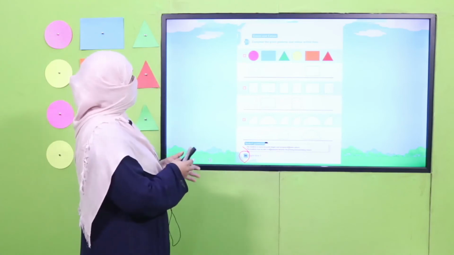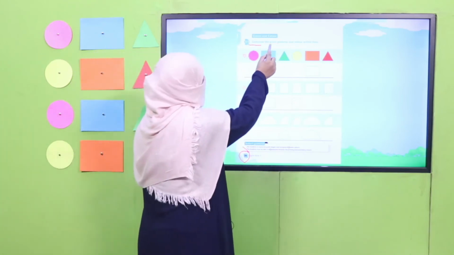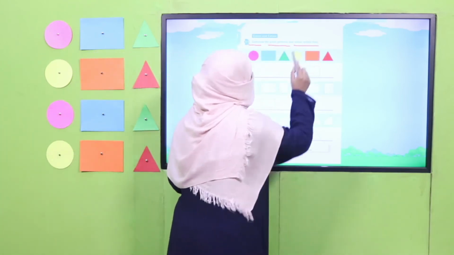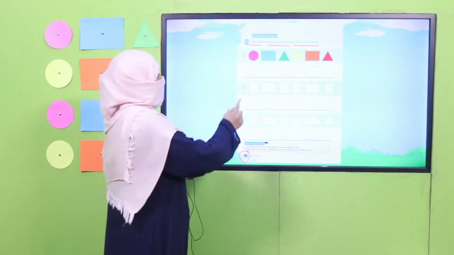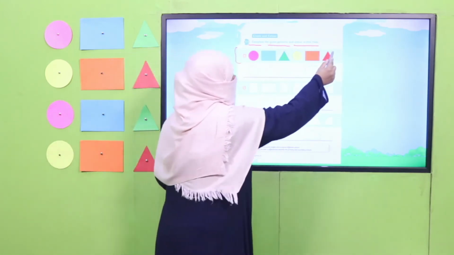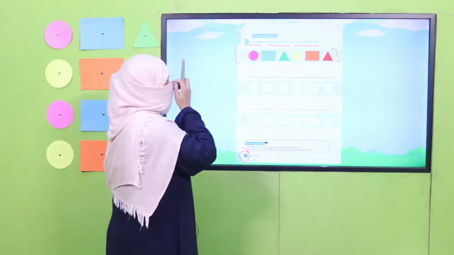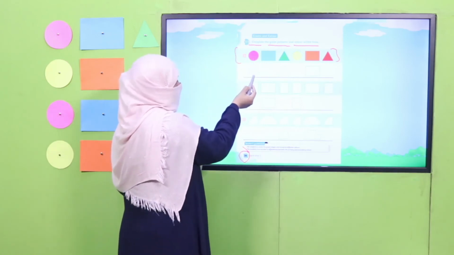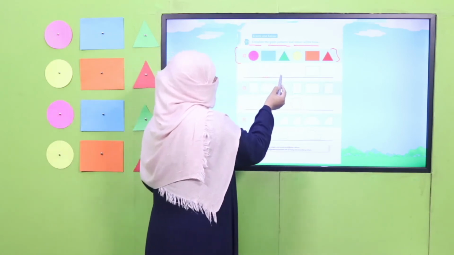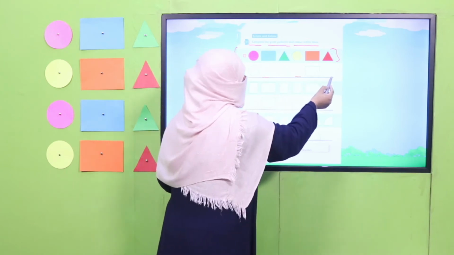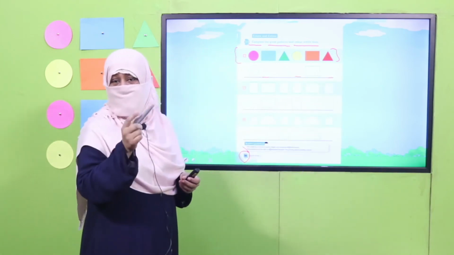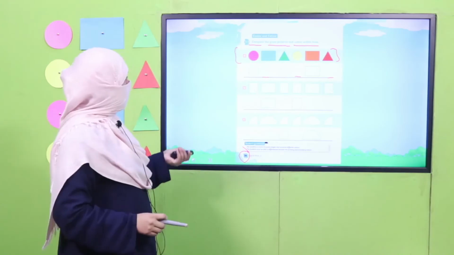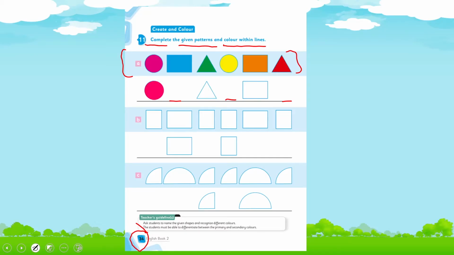All right, so what you are supposed to do: complete the given pattern and color within lines. Now a pattern is given to you the way I just showed you. You have to complete it. So it's a circle, you will draw a rectangle here and a circle here and a triangle, and you know how to draw it. I just taught you. So after drawing, you will color them pink, blue, green, yellow, orange, red.